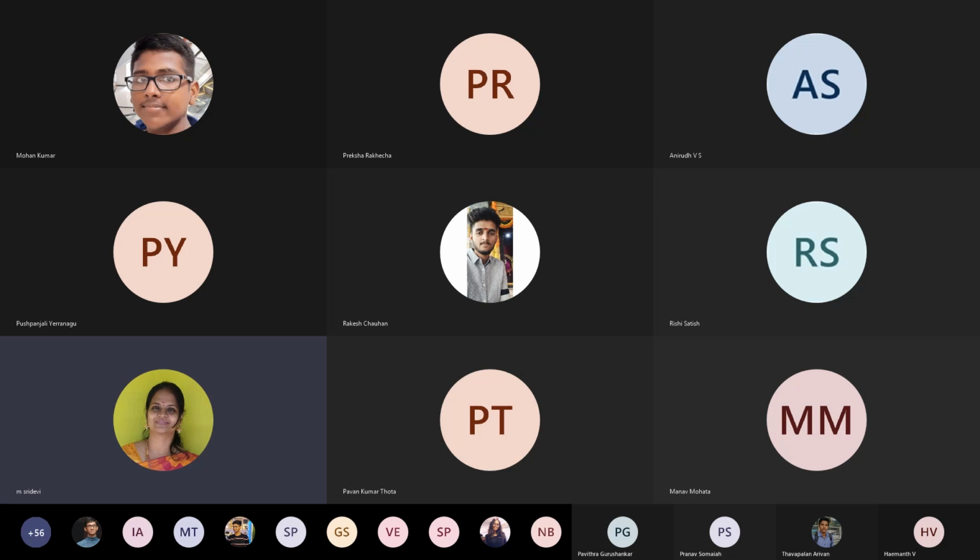Last class we started with 3D object representation. We discussed the basics of 3D, and how to represent or model 3D objects. In the case of 3D object representation, it is broadly classified into two categories.